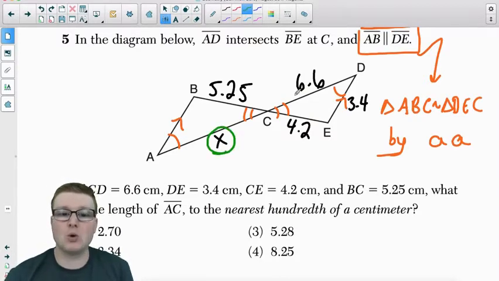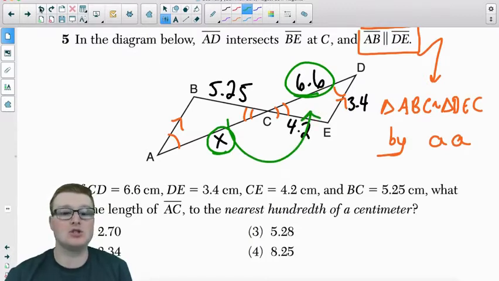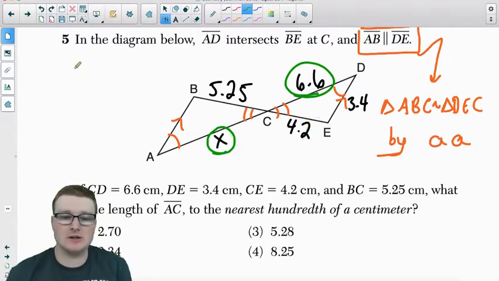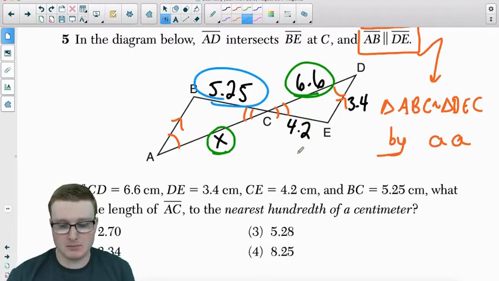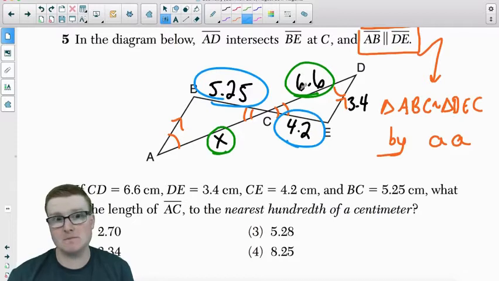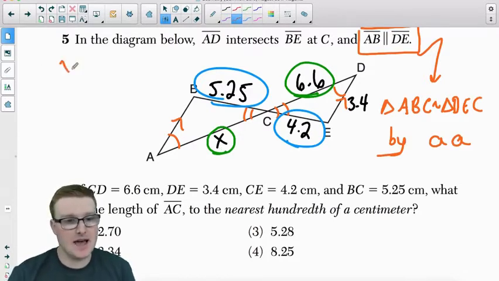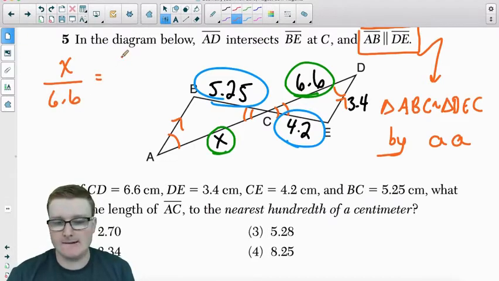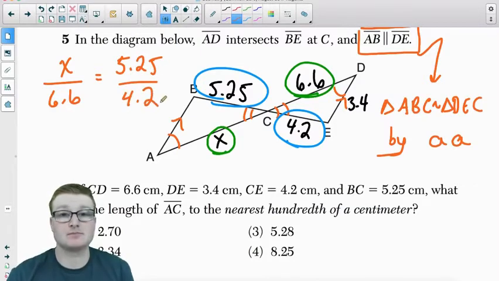X is in proportion to the 6.6, okay? AC is in proportion to CD. Just because if you rotate this triangle onto that one, those two would be corresponding to each other, okay? And 5.25 is in proportion to the 4.2. So now I'm just going to set up a very basic proportion. I'm going to say X is to 6.6 as 5.25 is to 4.2. Okay?